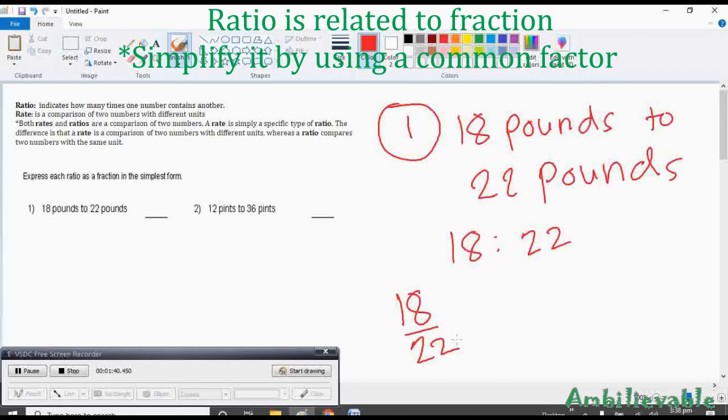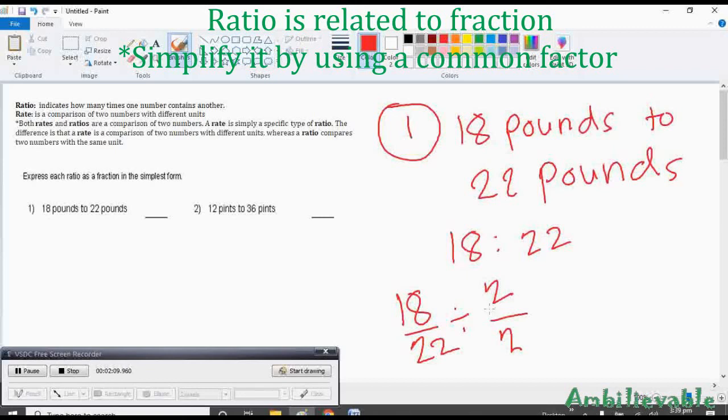Can we use 3 to divide 18? Yes, we can. Can we divide 22 by 3? No, we can't. So the simplest way of simplifying the given number is to find a common factor. 18 can be divided by 2, as well as 22, which can also be divided by 2. So that is what we call a common factor.